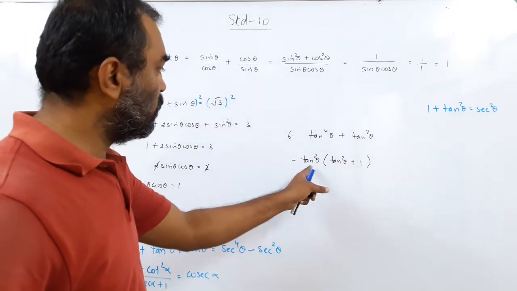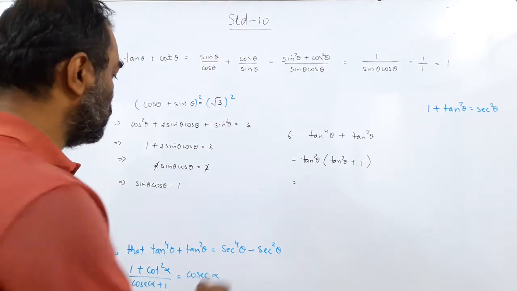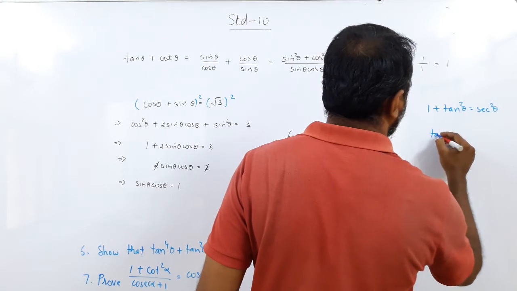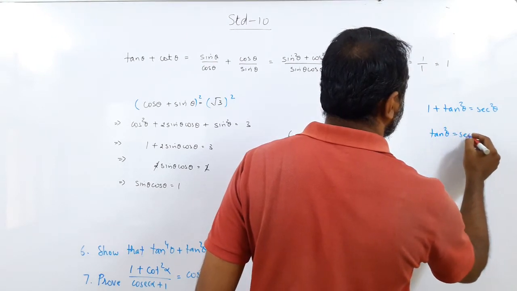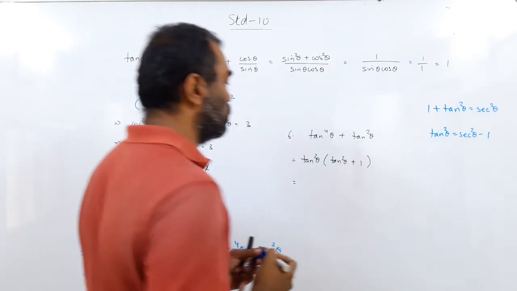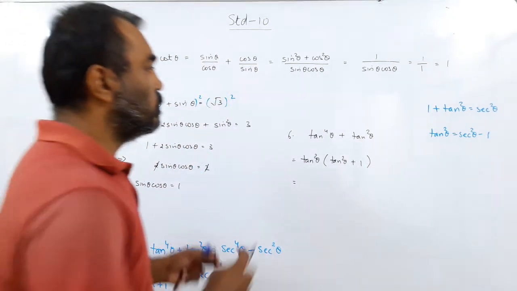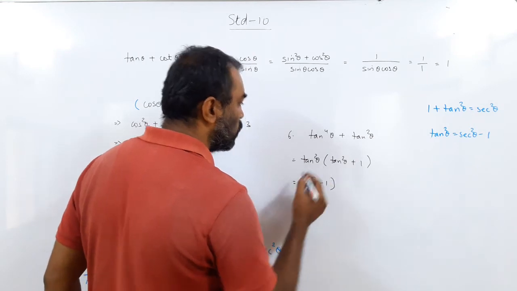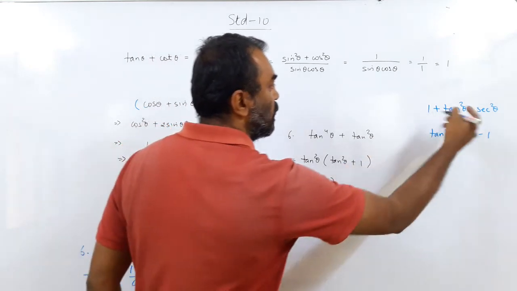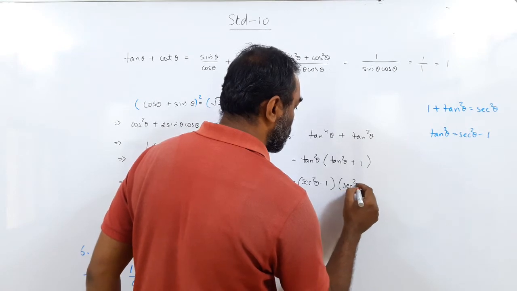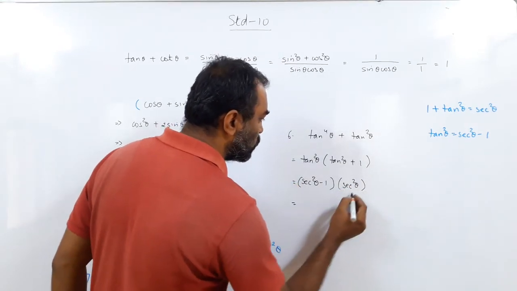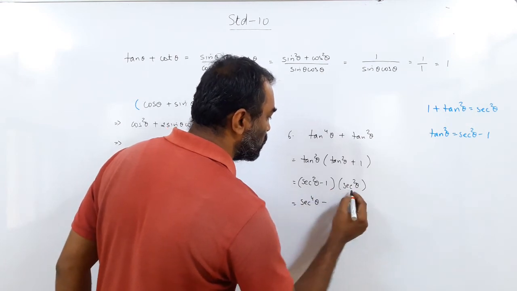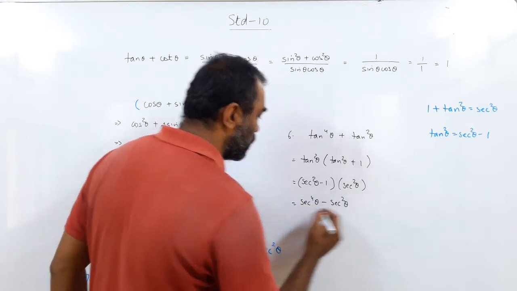Now I want to convert this into sec theta. The sum has to come in sec theta. So 1 plus tan square theta equal to sec square theta. So tan square theta equal to what? Sec square theta minus 1. Let me put down the value. Sec square theta minus 1 is tan square theta, and tan square theta plus 1 is sec square theta. Open the bracket. Sec square theta into sec square theta is sec raised to 4 theta minus sec square theta.